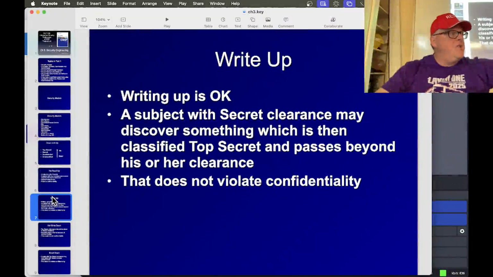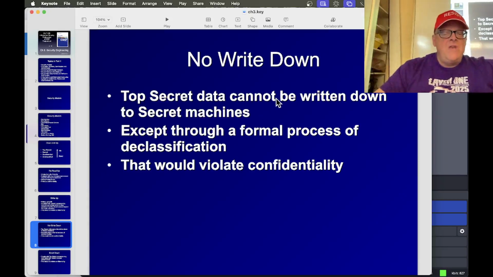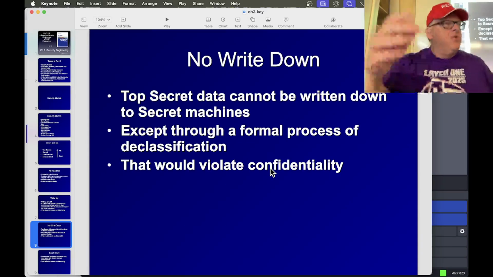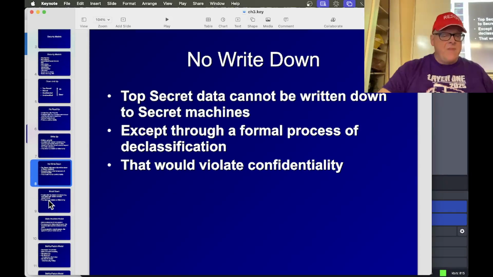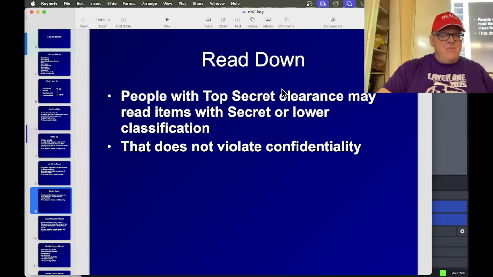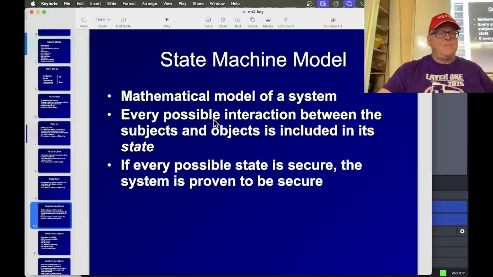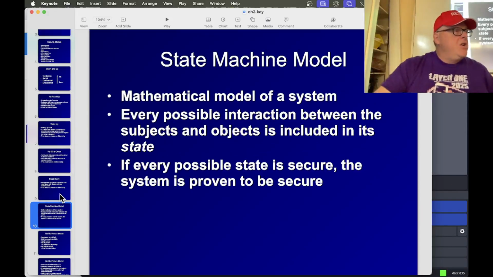They first only thought of confidentiality. All they thought about security was keeping secrets. Then they discovered that that wasn't enough, because top secret data cannot be written down to secret machines except through a formal process of declassification. If you want to take top secret things and put them in a lower level, you have to go through a formal process to declassify them. I remember this was a big deal in Trump's first and second impeachment. So people with top secret clearance can read anything lower, and that does not violate confidentiality. All right, so that was the first model that just created confidentiality, but as we'll see, it made trouble because it didn't protect integrity.